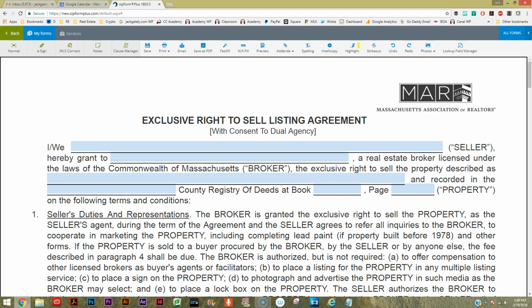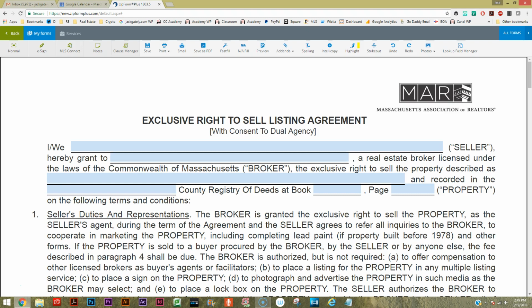Just a quick overview of the Massachusetts Association of Realtors exclusive right to sell listing agreement. This particular form here, we're going to be using the with consent to dual agency option. There is the exclusive right to sell with no additional provisions. There's the exclusive right to sell with consent to dual agency, which we're going to use here. And then there's another one which includes the consent to dual agency and the consent to designated agency.